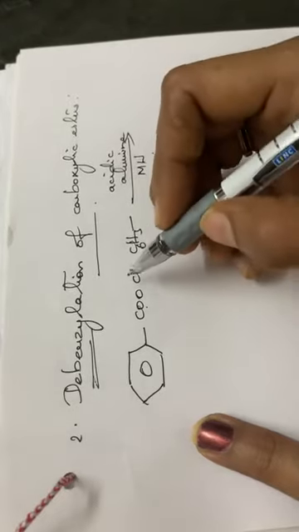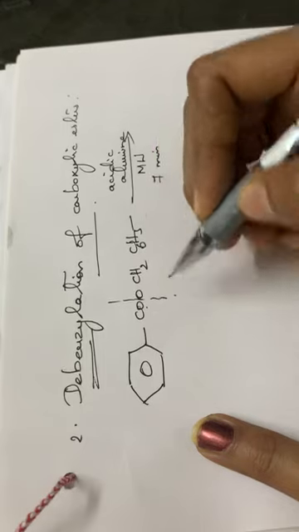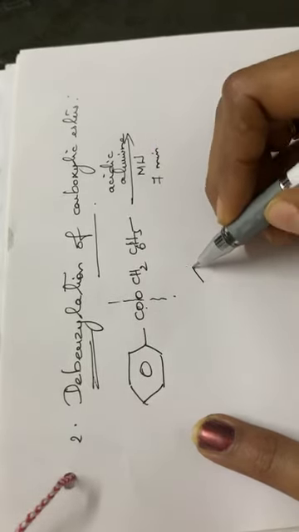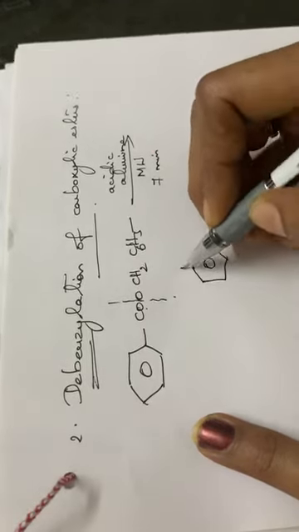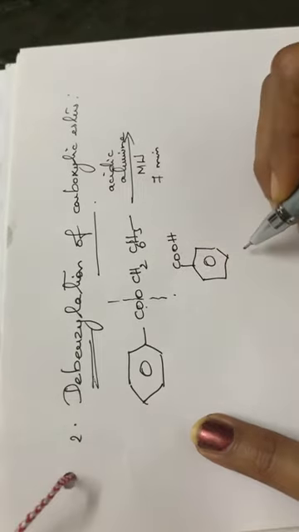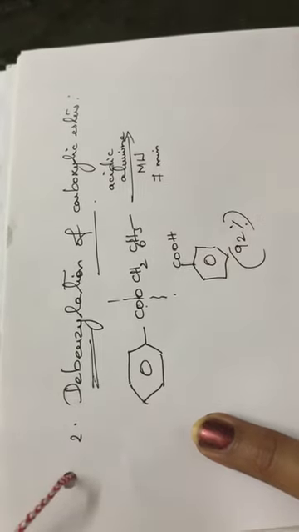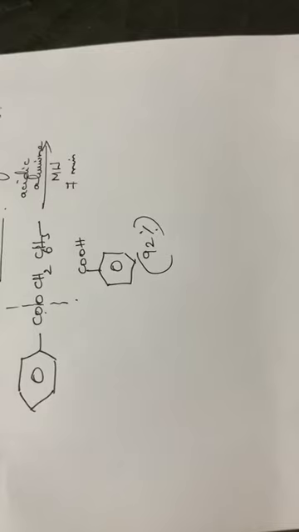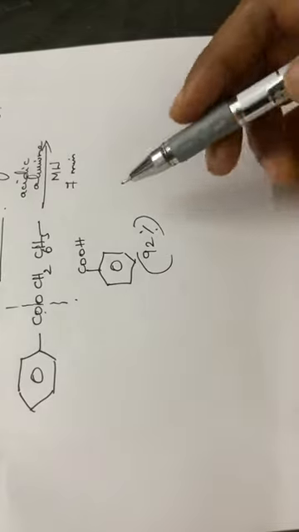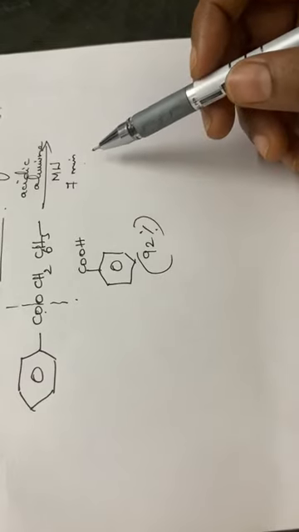The product will be, see here at this point the bond will be breaking, and the product will be benzoic acid, C6H5COOH, and the yield will be 92%. So this is another reaction using this microwave assisted synthesis. See, the reaction will be completed within 7 minutes itself.